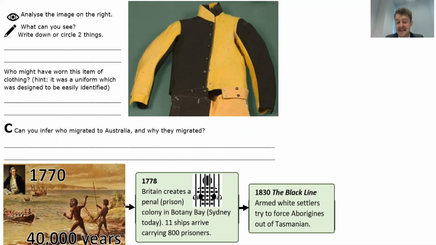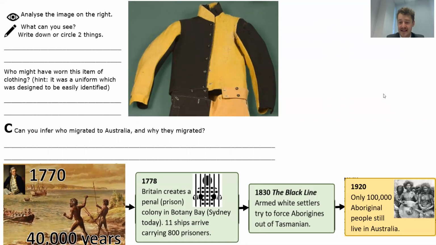And in 1830, on an island just off the coast of Australia called Tasmania, you might have heard of Tasmania because of the Tasmanian Devil, which was a cartoon, or many of you might not have watched that. However, they tried to force Aborigines out of Tasmania and created the Black Line, which was an area where the Aborigines were forced into, and many of them were killed. And by 1920, it's estimated that there were only 100,000 Aboriginal people living in Australia.